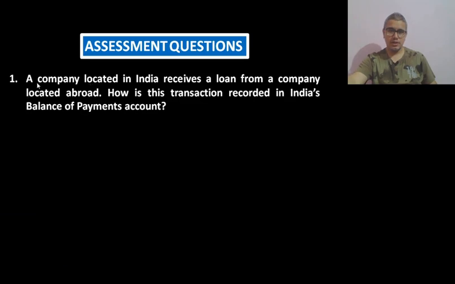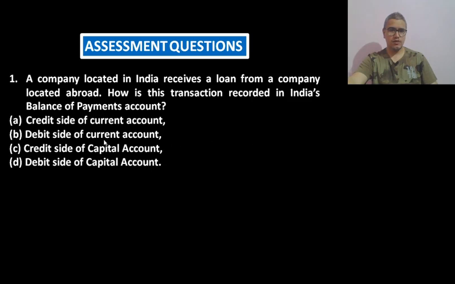First question is a 1 mark multiple choice question. A company located in India receives a loan from a company located abroad. How is the transaction recorded in India's balance of payments account? So a company already in India is receiving a loan from a company located somewhere outside India. You have four options: credit side of current account, debit side of current account, credit side of capital account, debit side of capital account.